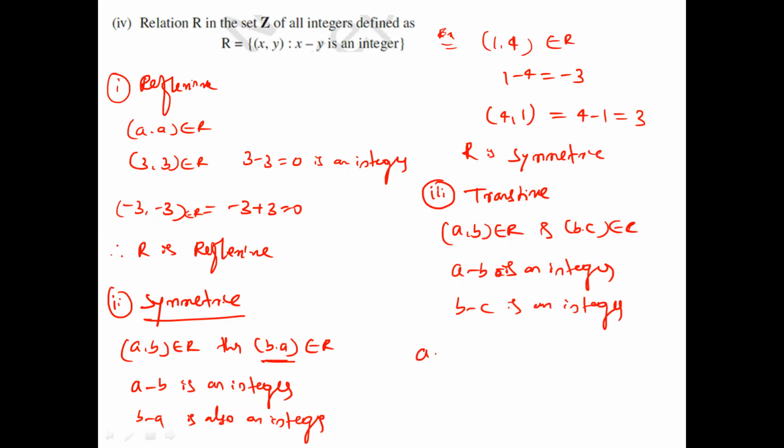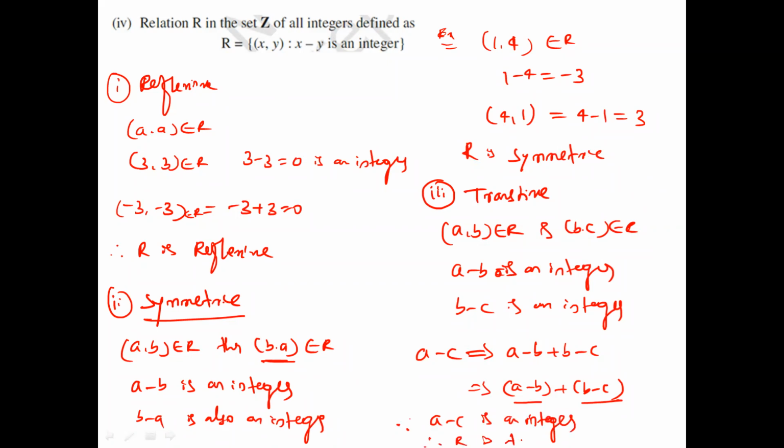What about a minus c? a minus c can be written as a minus b plus b minus c, subtracting and adding b. Now I'll make a group: (a minus b) plus (b minus c). The first quantity is an integer, the second quantity is an integer. Adding up two integers gives an integer. So what is the conclusion here? Therefore, a minus c is an integer. Therefore, R is transitive.